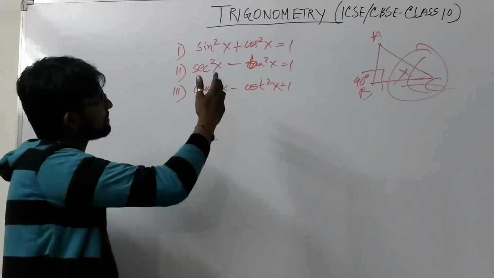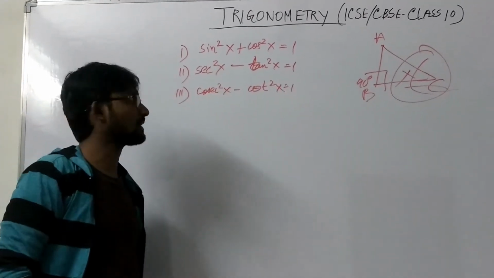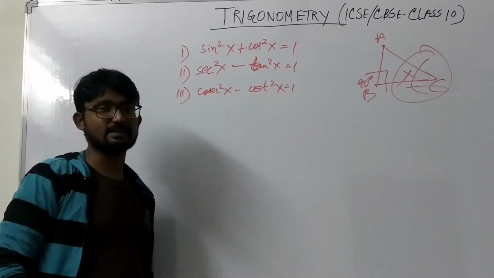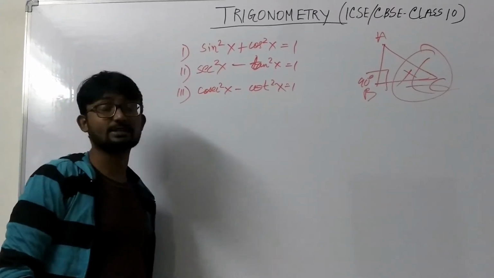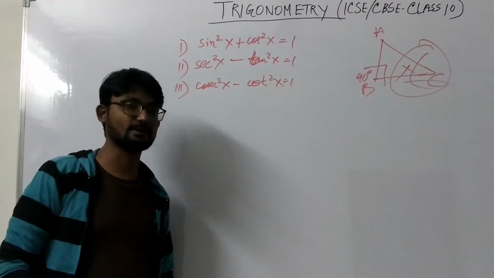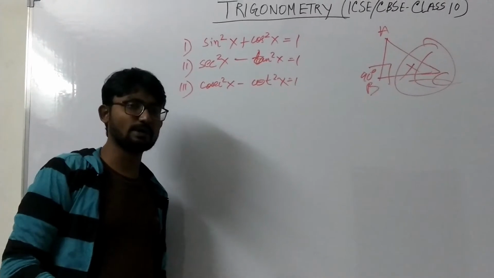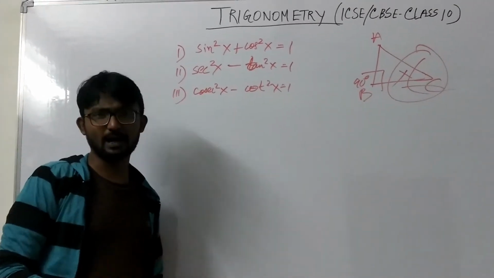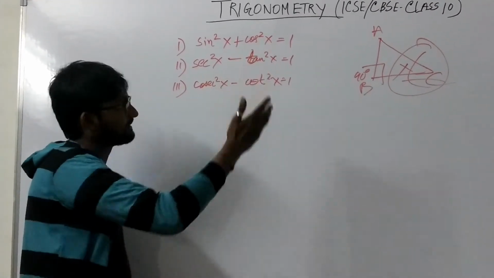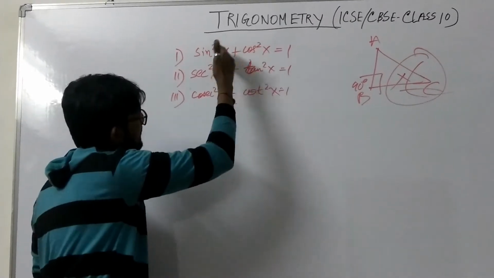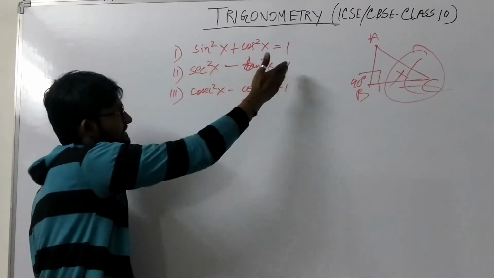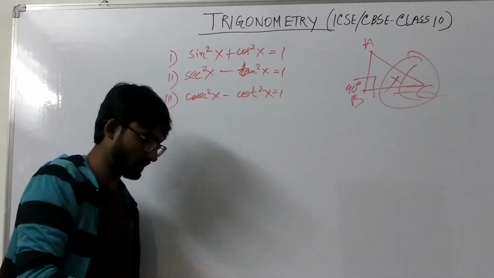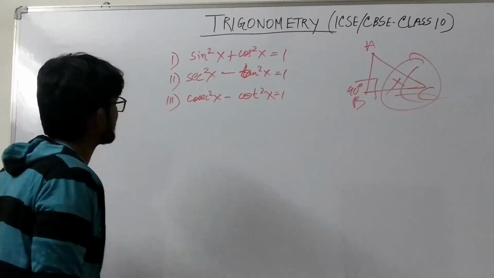So sine square x plus cos square x equal to 1, sec square x minus tan square x equal to 1, and cosec square x minus cot square x is equal to 1. Now I will go into the main proof part, like how to prove that these entities are equal to 1, this minus this equal to 1, this minus this equal to 1. So I will go with the first one first.